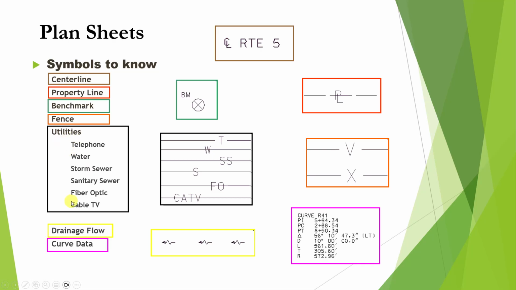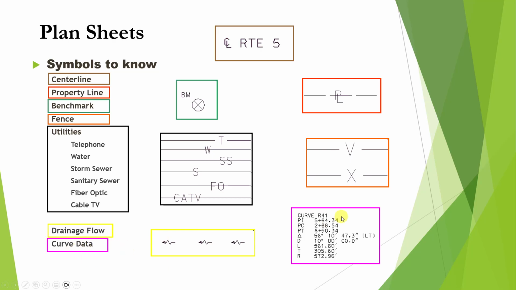And then you have utilities, and this isn't all of them, but this is just to give you an idea. Again, if it's open like this one, it's proposed. If it has the lines through them, it's existing. Okay, so you see storm sewer, sanitary sewer is just an S, fiber optics, cable TV. Then you have drainage flow. Drainage flow is represented by these arrows. So wherever you see a creek bed or something like that, or a ditch even, you'll see these drainage flows, which is telling us what direction it's flowing.